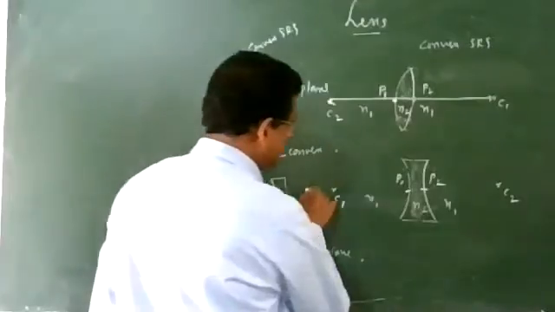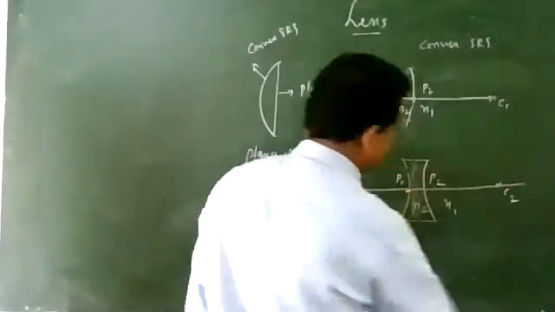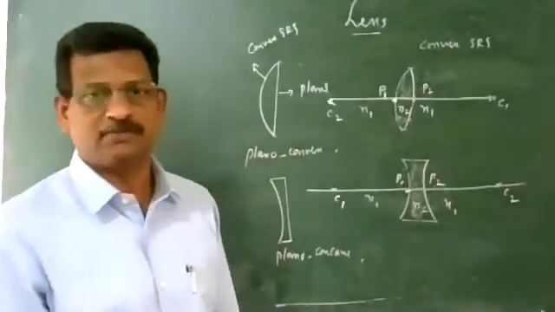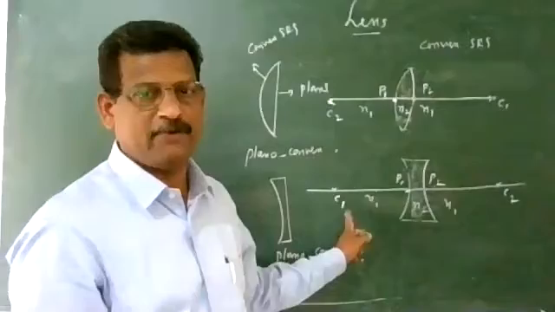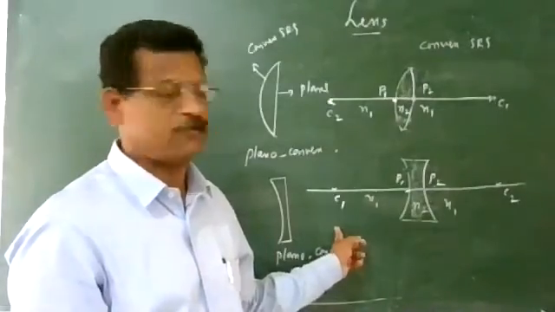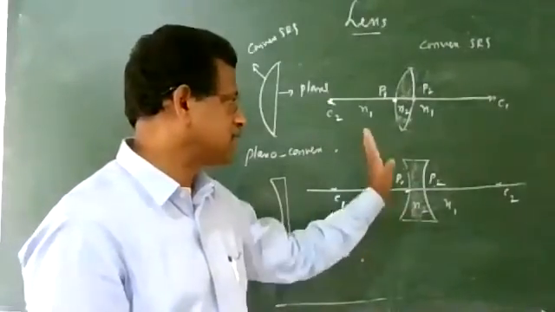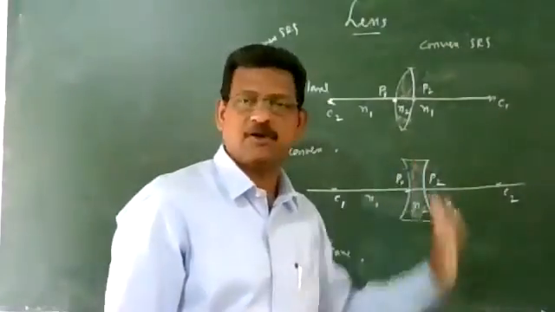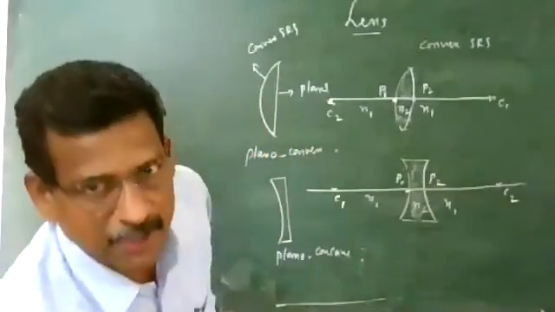So a straight line passing through them, again call it the principal axis. C1 for the concave lens, the center of curvature for the first surface of the concave, is on the left side, on the horizontal axis, and the second one is on the other side. So this is the principal axis.